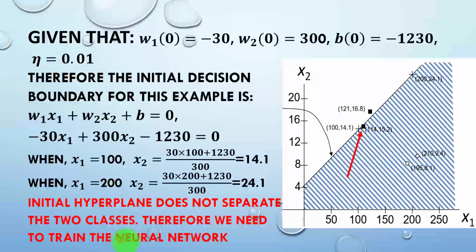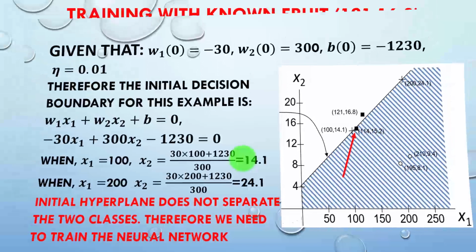So the initial hyperplane does not separate the two classes. Therefore, we need to train the neural network. So this value is a wrong value. And we have to train the network so as to get the right value for the bias. Okay, so that we are able to shift this line here. Instead of being above, we have to shift it below. Okay, to that extent that it separates the values. Let's see how we do this.